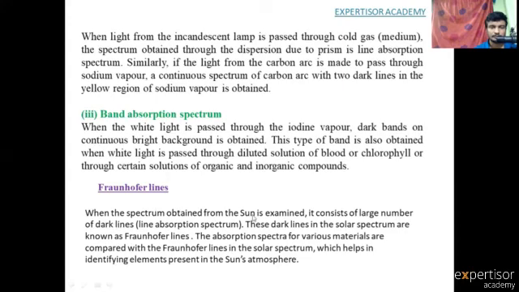Next, Fraunhofer lines. When the spectrum obtained from the Sun is examined, it consists of a large number of dark lines, a line absorption spectrum. These dark lines in the solar spectrum are known as Fraunhofer lines. The absorption spectra of various materials are compared with the Fraunhofer lines in the solar spectrum, which helps in identifying the elements present in the sun's atmosphere. Fraunhofer lines are nothing but the line absorption spectrum of the solar spectrum.